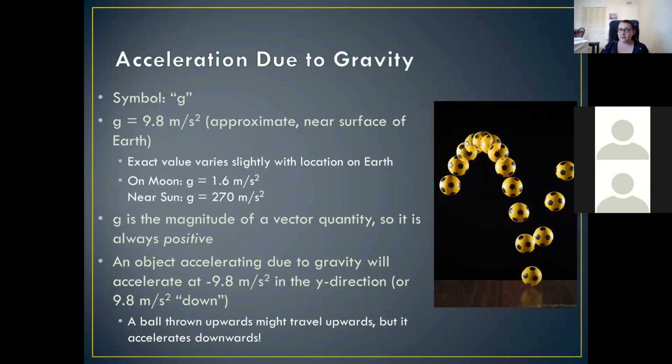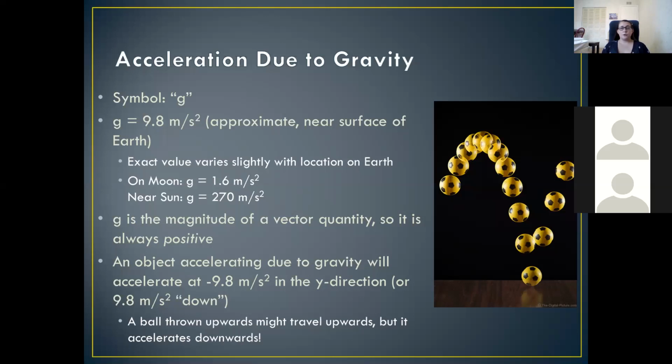So gravity making things accelerate. That value is 9.8 meters per second squared. That's an approximate value near the surface of the Earth, and it does vary slightly with your location on Earth. So if you're at sea level versus way up on a mountain, that value is a little bit different. I think here in Melbourne, the Coast Guard did an official test of the acceleration due to gravity, and they found it to be 9.792 meters per second squared here in Melbourne, Florida. But if we take an average of all of the locations on Earth, we approximate it to be 9.8.